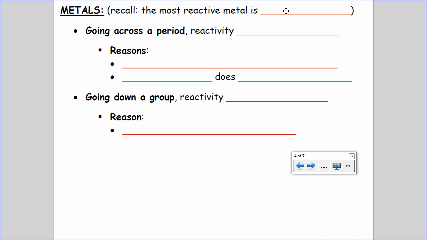Now metals, the most reactive one is francium or cesium. That's your Easter egg here. Tell me what the most reactive metal that we can have in the lab is. As you go across a period, reactivity decreases. The reason why is that they have an increased nuclear charge and shielding does not increase.